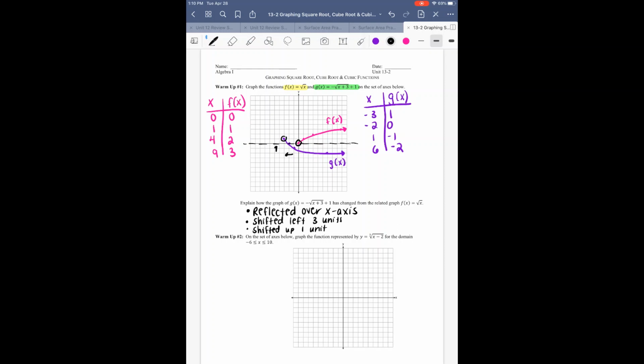And that should make sense to you also just by looking at the equation. The first thing is that negative sign is a reflection. The +3 under the radical talks about the left and right shift. And then the +1 talks about your vertical shifts, or up, down.